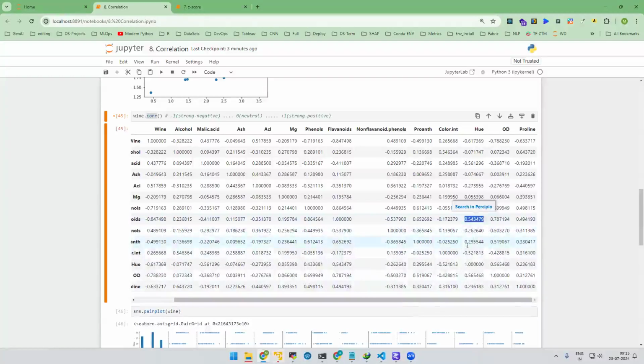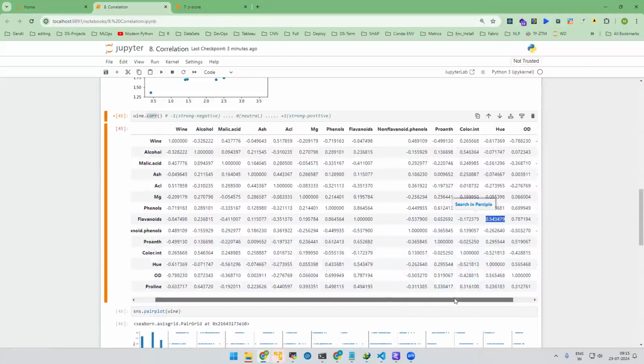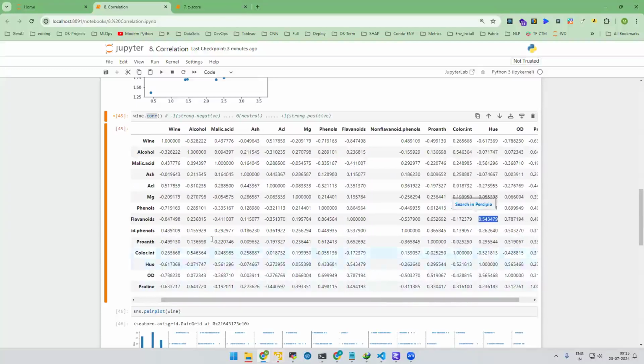Let's take this one, flavonoids and hue. So what does this mean? 0.54 means both increase, with a percentage of 54%. If one increases, the other one also increases at a positive rate of 54%. When we say increases, it obviously means positive. At a rate of 54%, it is not really strong, but almost medium kind of, right?